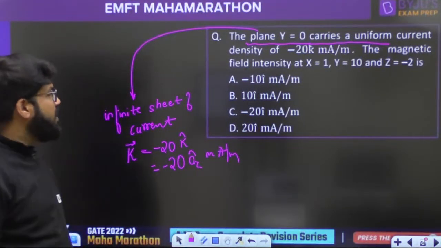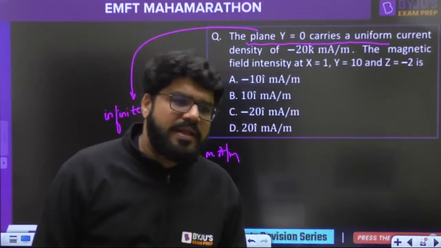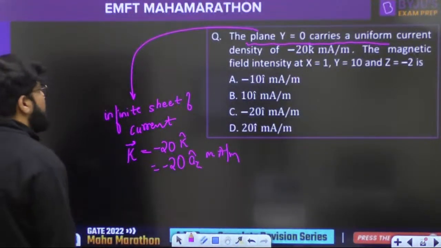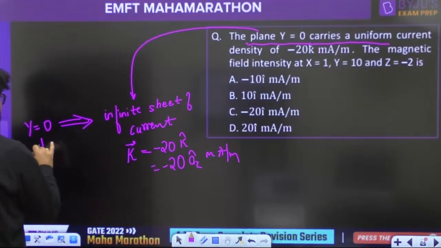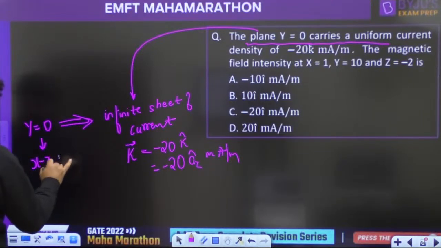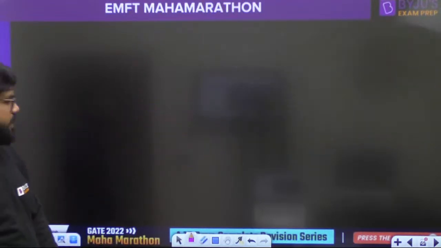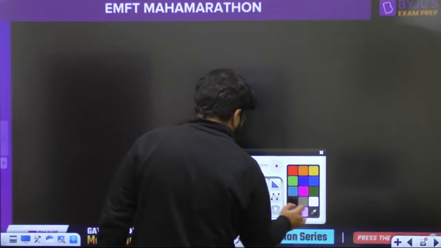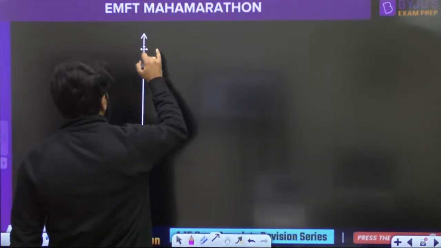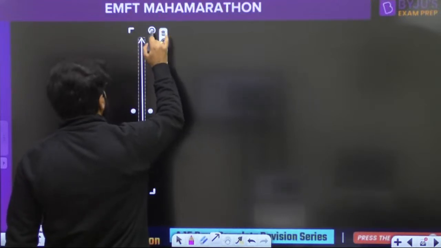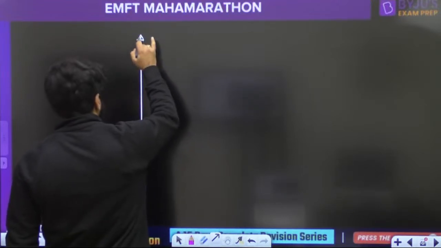What is the magnetic field at the point x equal to 1, y equal to 10, z equal to minus 2? Acha, y equal to 0 is also known as the xz plane. Okay, have a look into this picture. Formula I have already told you. Let me just draw this picture slightly so that you can come up with some formula and some answer.